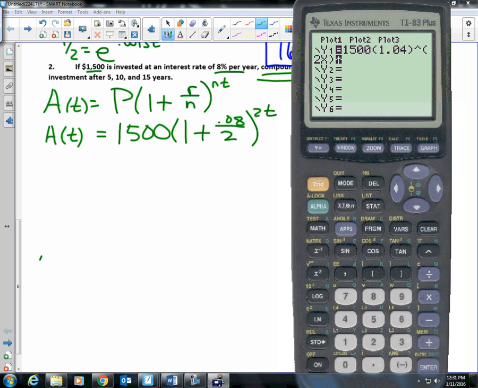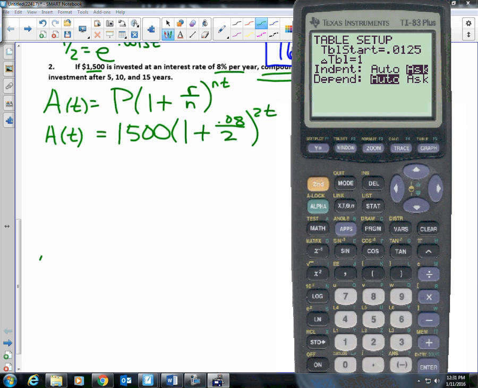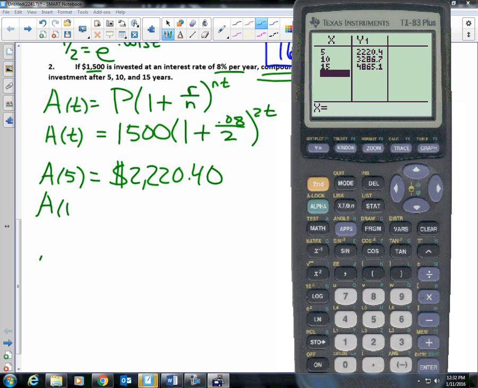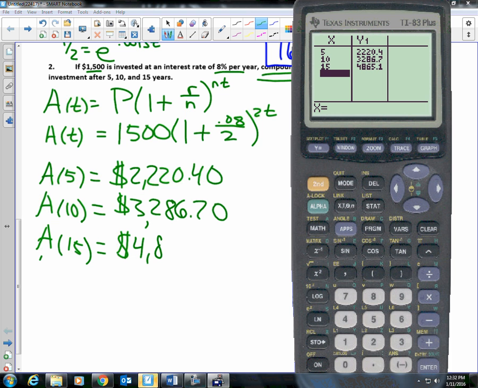And then, if you remember, I did second window to get your table set up. Is your table set up to have the independent variable to be asked? If not, you might want to change it to that. That way when I go to my table, I can type in 5, 10, and 15. And I get the amount at 5 years is equal to, very good, amount after 10 years is equal to 3,286.70. Amount after 15 years is 4,865.